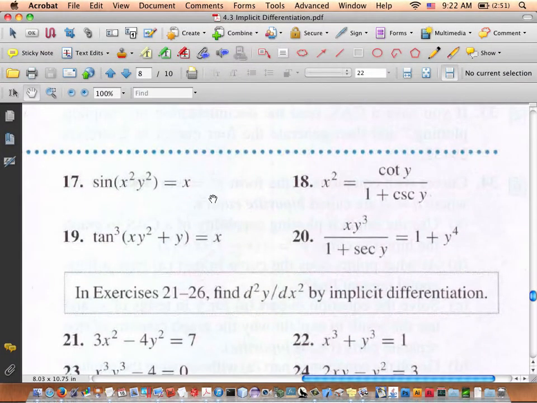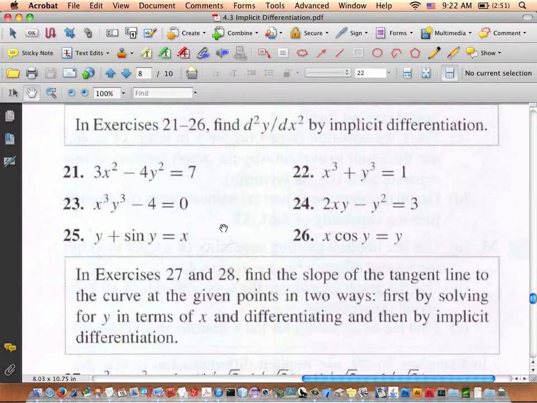Let's graph another one. Oh, I wonder what y plus sine y equals x looks like. Let's try that one.